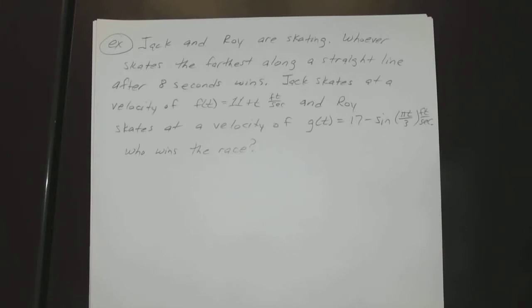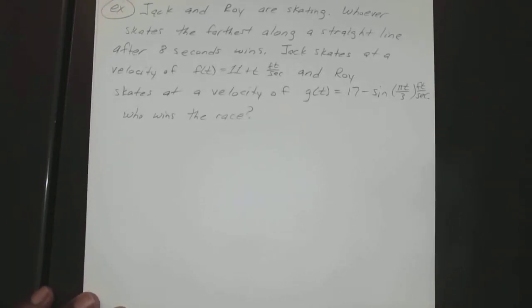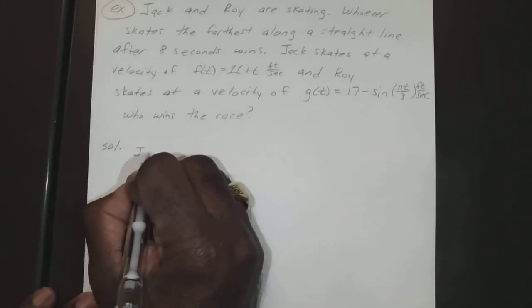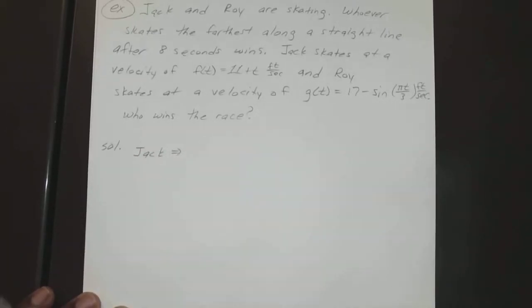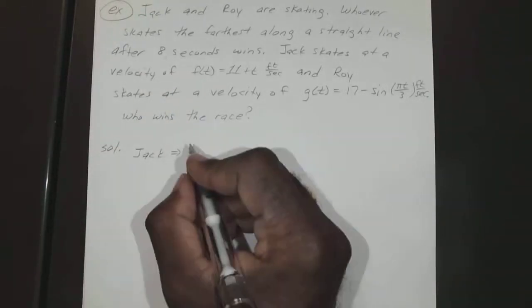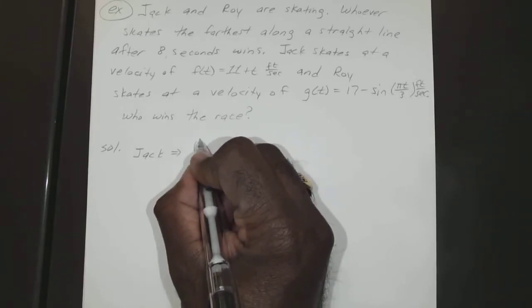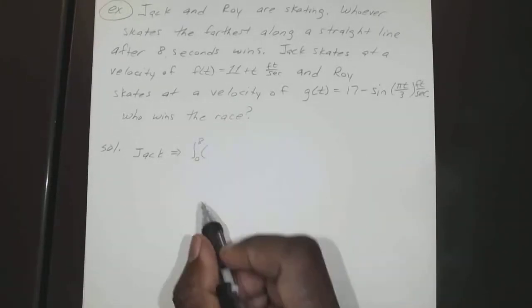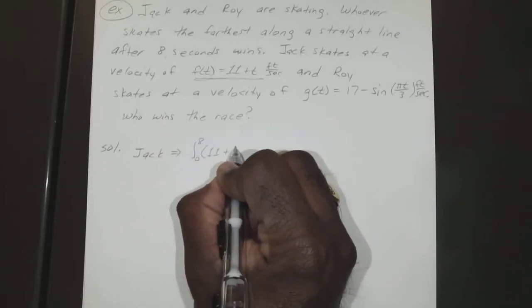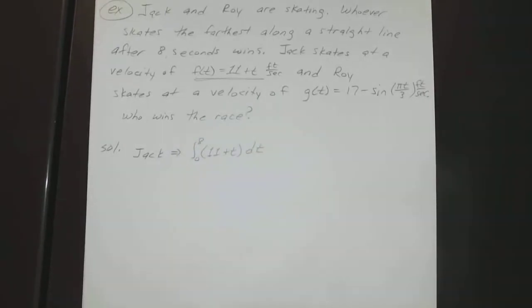Okay. So really all we have to do is find the displacement for both of them and see who went the furthest in 8 seconds. Okay, so for Jack, pi times t. Okay, so for Jack, after 8 seconds, we have the integral from t equals 0 to 8. And for Jack, that's his velocity function. So 11 plus t with respect to t.